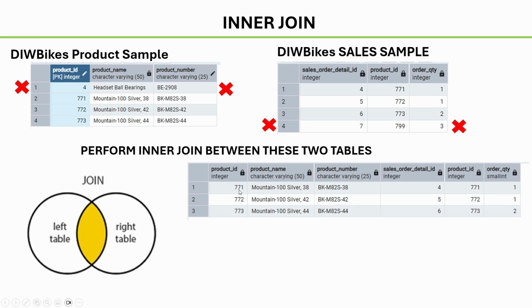If you look at this record, like I mentioned, we only have access to these three particular records based on the product ID that we are matching. And that shows us how inner join really works.